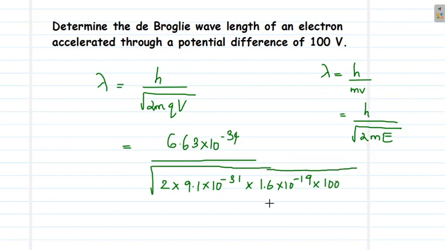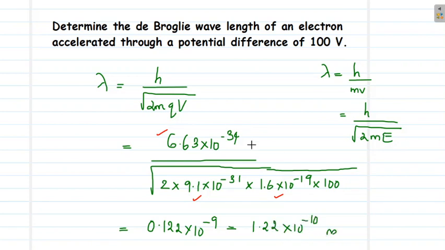So these are the various factors. You need to know the value of h, the mass of the electron, and the charge of the electron. These are certain constant values. So you can use a calculator to find this value to be equal to 0.122 into 10 raised to minus 9, which is 1.22 into 10 raised to minus 10 meter.